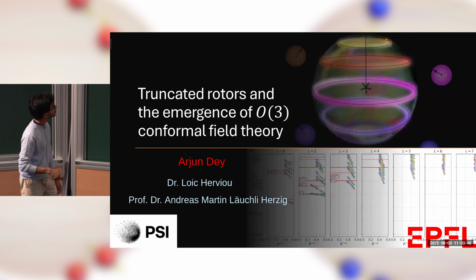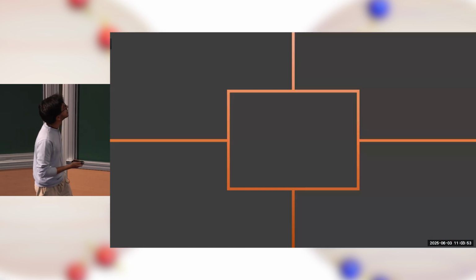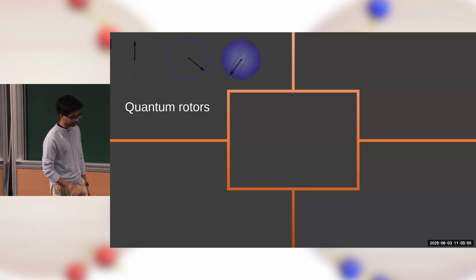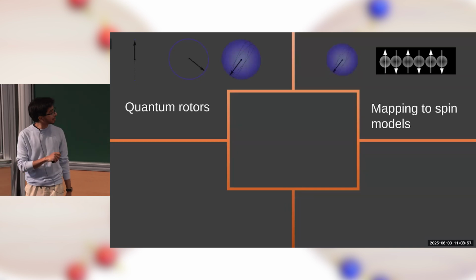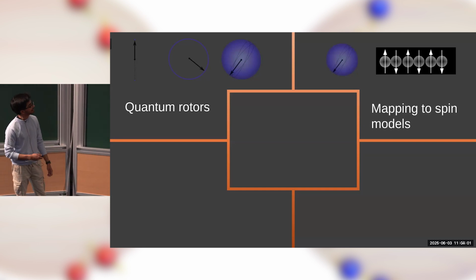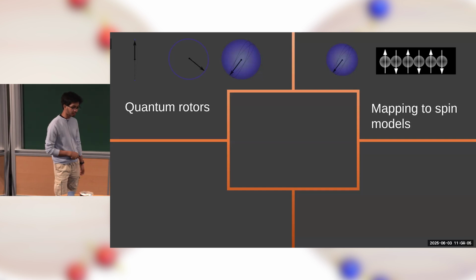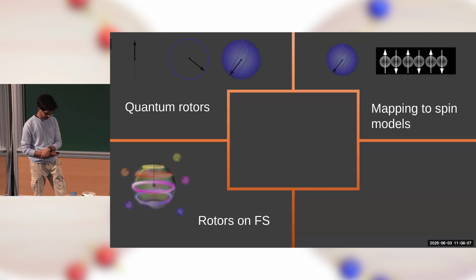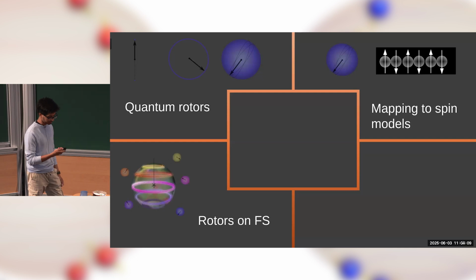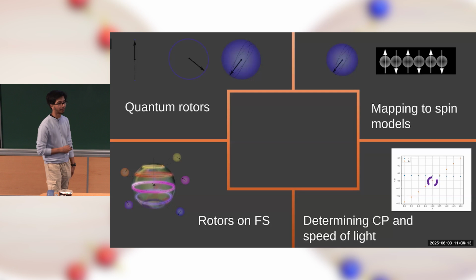models. So to start, I will briefly remind you about the quantum rotor model, then show the mapping of these quantum rotors, truncated quantum rotors, to spin models in case of O2 and O3 rotors. Then I will show you how to put the rotors on the fuzzy sphere and determine the critical point and the speed of light. And then finally, I will show the emergence of the O3 conformal field theory.